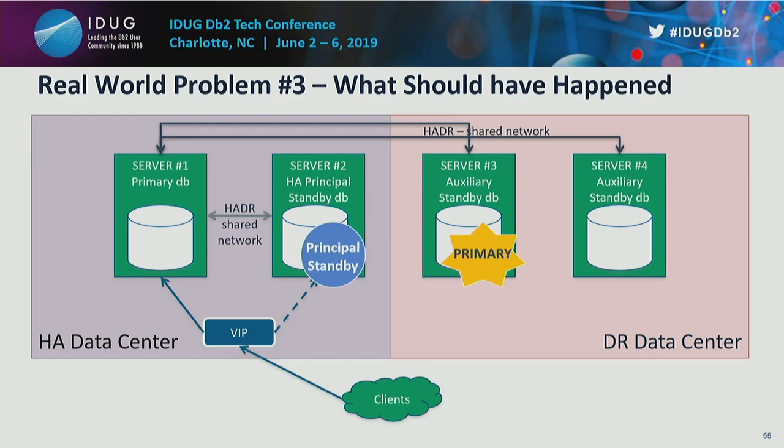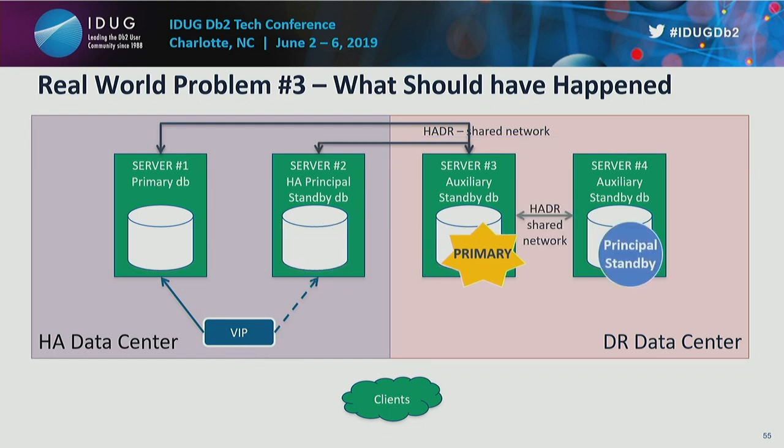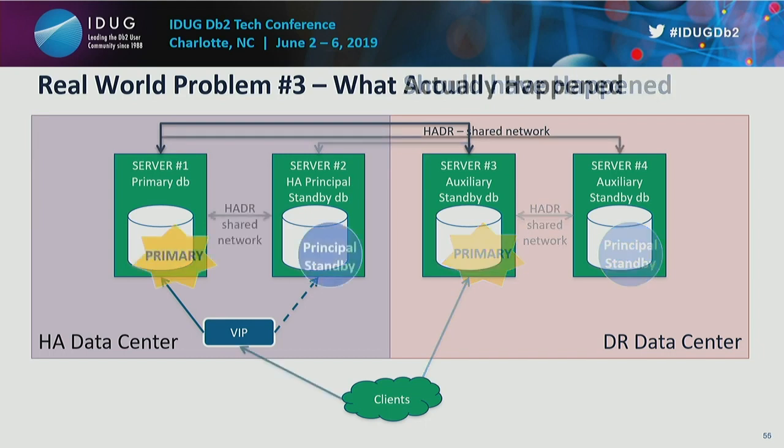So we failed over to DR. This is what should have happened. The primary should have become this one, the principal standby this one, and the application should have been connecting in there. Which they were. That was not a problem.